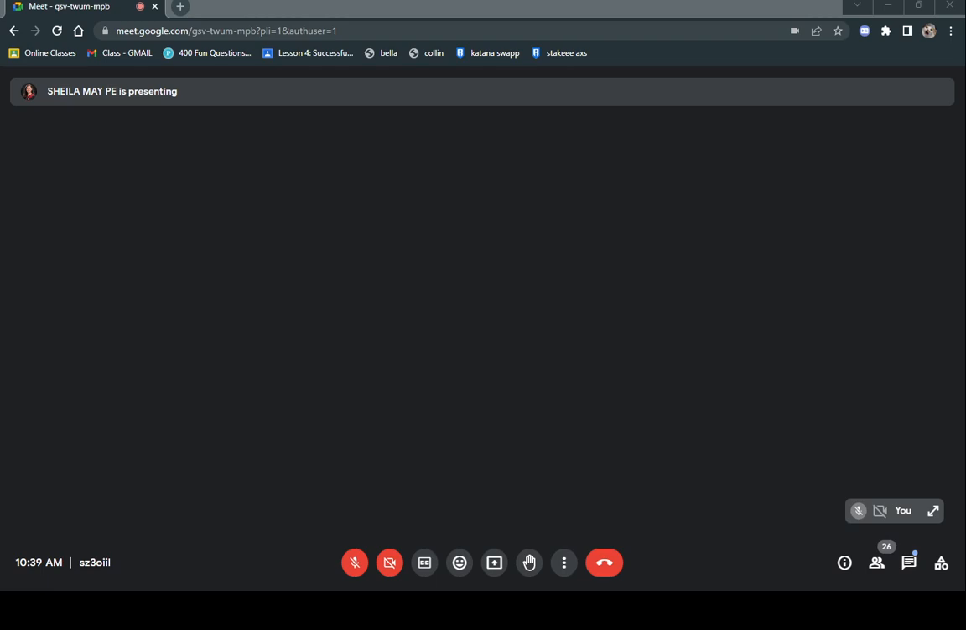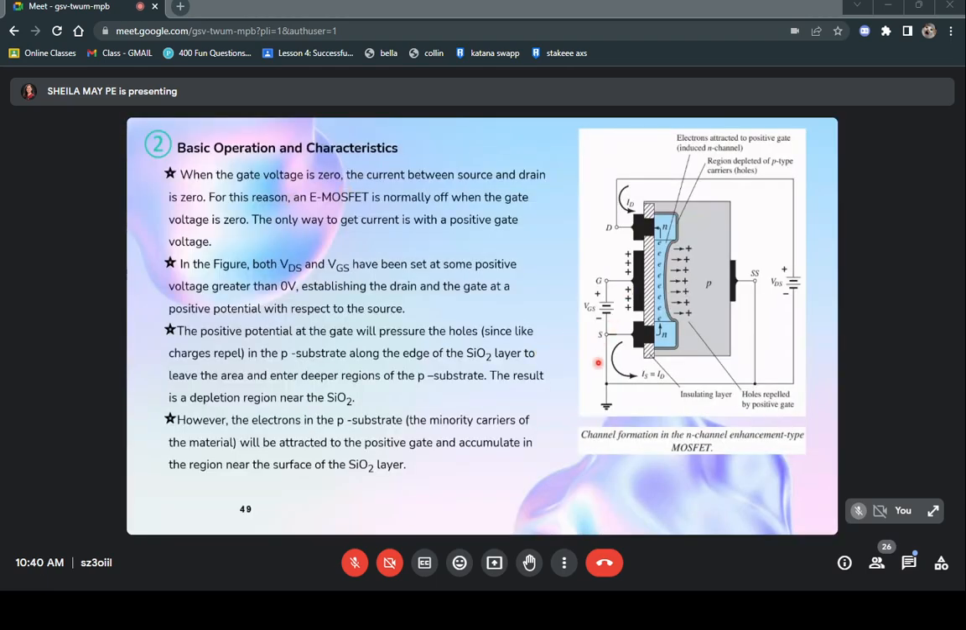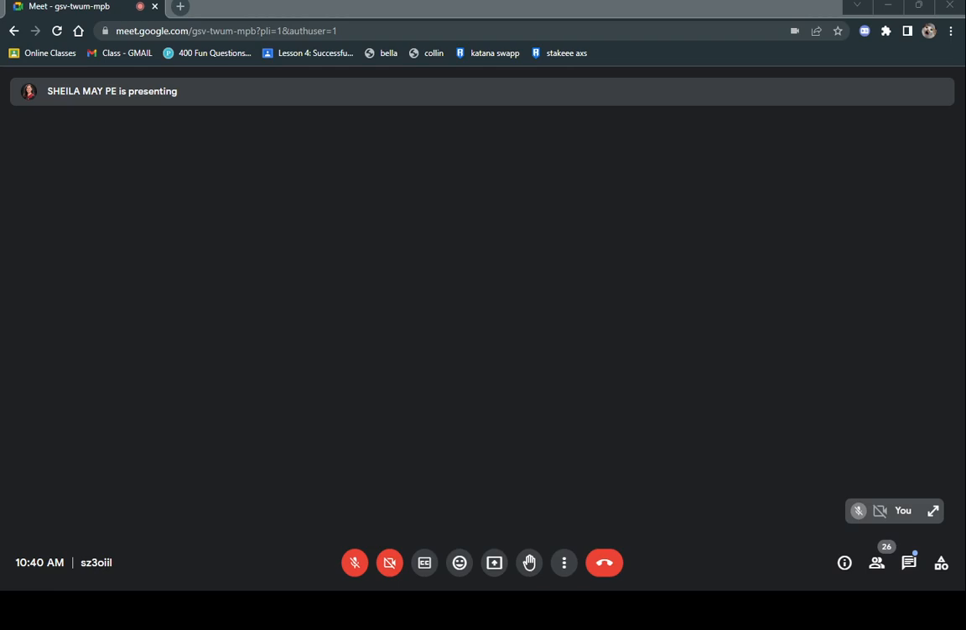Now for the basic operation, okay, when the gate voltage is 0, we have a bias here for VDS, we have a bias here for VGS. But if our gate voltage is 0, or VGS is 0, the current between the source and the drain is 0. For this reason, an e-MOSFET is normally off when the gate voltage is 0. That's why the e-MOSFET is also called a normally off MOSFET.